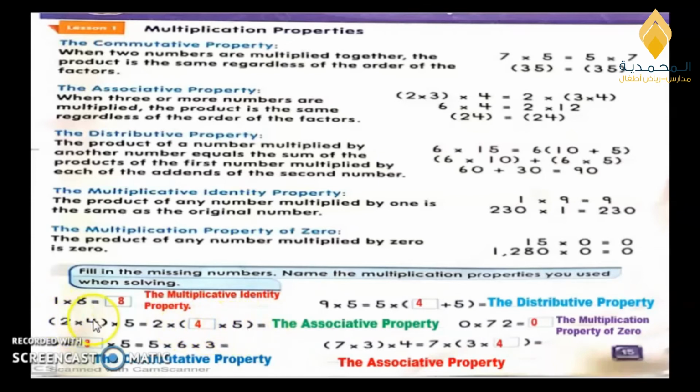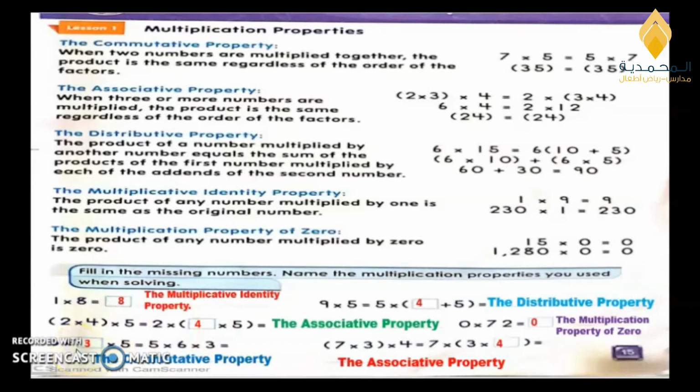Look, we have 2, 4, 5. So the missing number here is 4. We just change the place of the brackets. First they were between the 2 and 4, then we put them between the 4 and 5. What is the property? Excellent. The associative property.